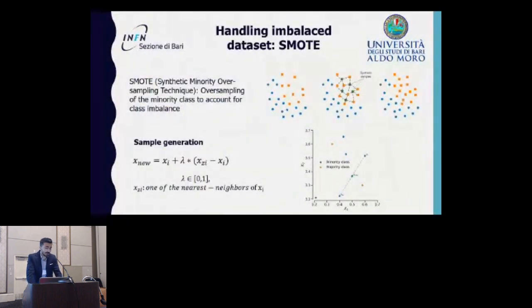SMOTE is the algorithm that performs the data augmentation and stands for synthetic minority oversampling technique. That is an oversampling of the minority class to account for a class imbalance. But how is a sample generated? We have to fix a sample of the minority class. We have to look at its k nearest neighbors, and the new sample will be generated by this equation, by an interpolation between the original sample and its k nearest neighbor.